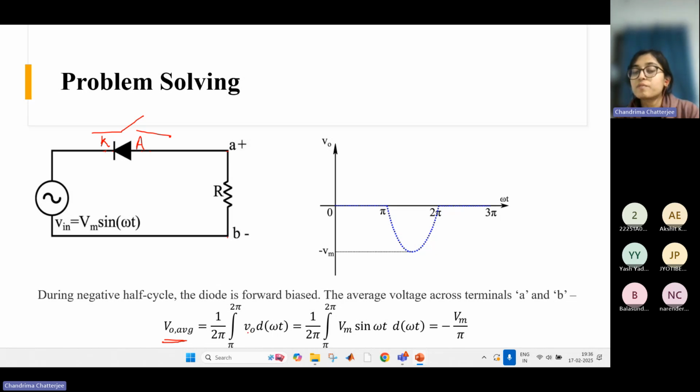You will get 0, right? This is only if it is a pure AC quantity. So instead of pi to 2 pi, if you have 0 to 2 pi, and you write here Vm sine omega t d omega t, you will find 0 because the average is 0. There is no DC component.